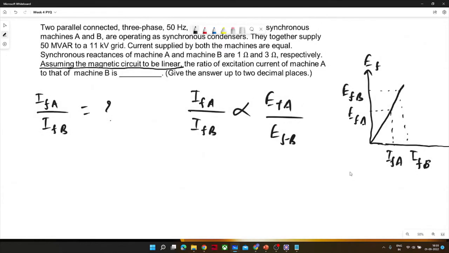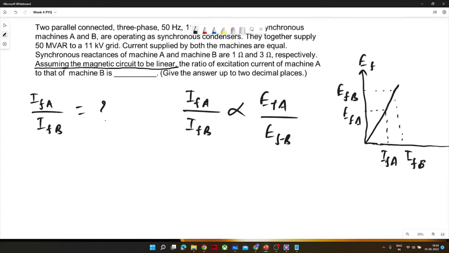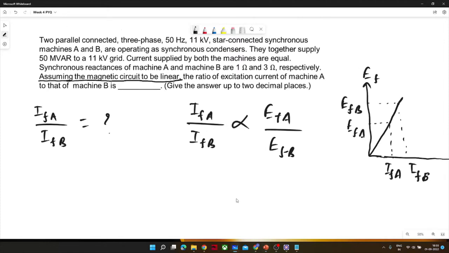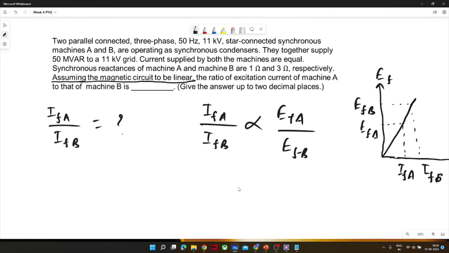Now, two machines are connected in parallel, and they are supplying 50 MVAR reactive power, right? No real power is supplied to the grid. So 50 MVAR reactive power they are supplying. Means both machines have to operate in overexcited condition. And overexcited means it would not be some angle, it would be directly 90 degrees. Current would lag by 90 degrees.